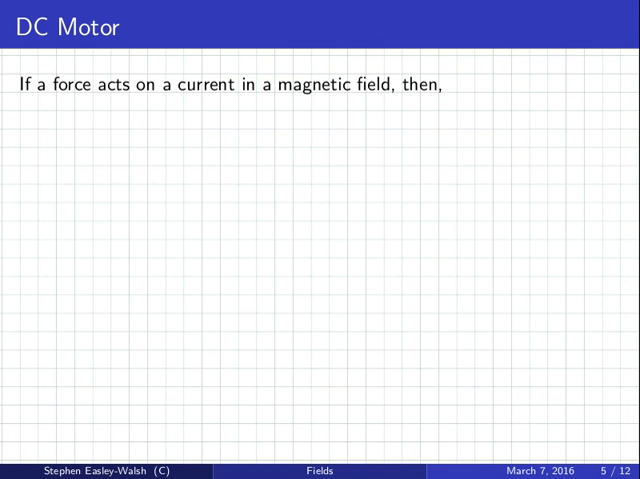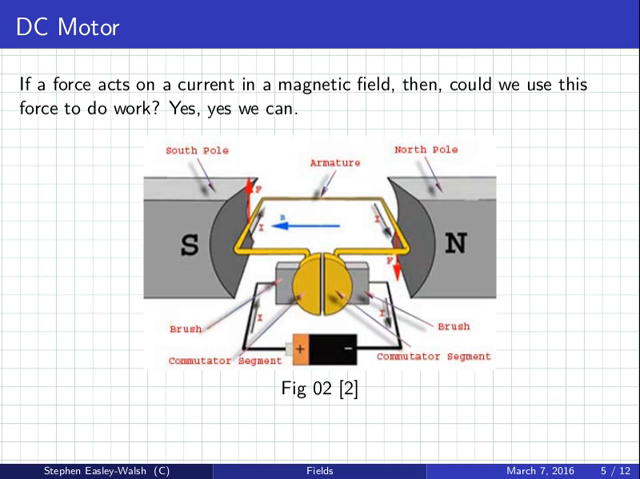If a force acts on a current in a magnetic field, then could we use this force to do work? Yes, we can. So, have a look at this picture before we draw or write anything. So let's have a look at what's happening here. It's a very simple machine. So, this is a magnet, okay? Goes from north to south. Right, so FBI, the B is to the left.